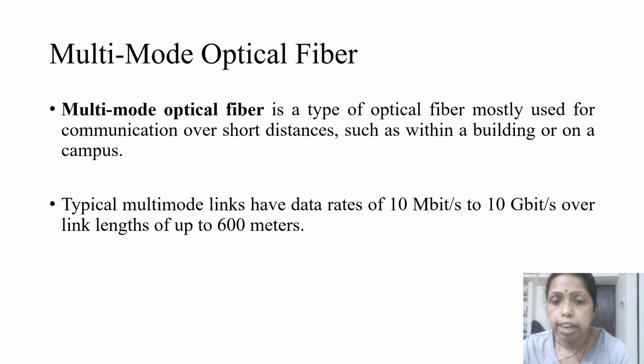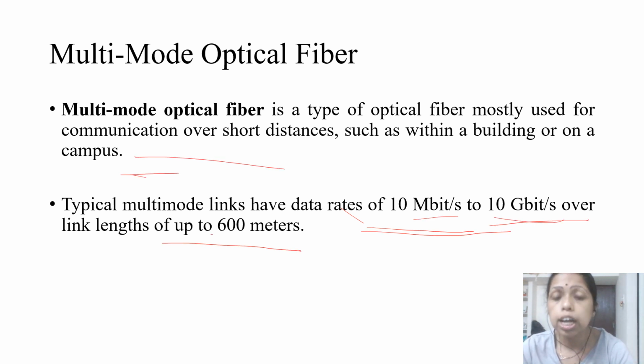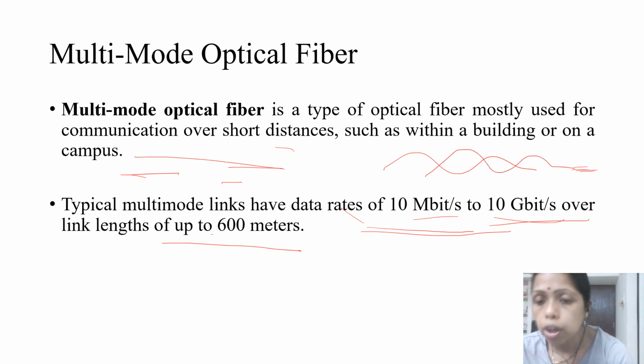Multi-mode fiber can normally give 10 megabits per second to 10 gigabits per second of data over 600 meters. Normally it is used for short distance communication, because in a multi-mode fiber different signals are propagating. It can create dispersion. This I will discuss in the next lecture. The dispersion causes losses in the fiber optical power. So for longer distances, multi-mode fiber is not suitable, and it also gives less bandwidth.